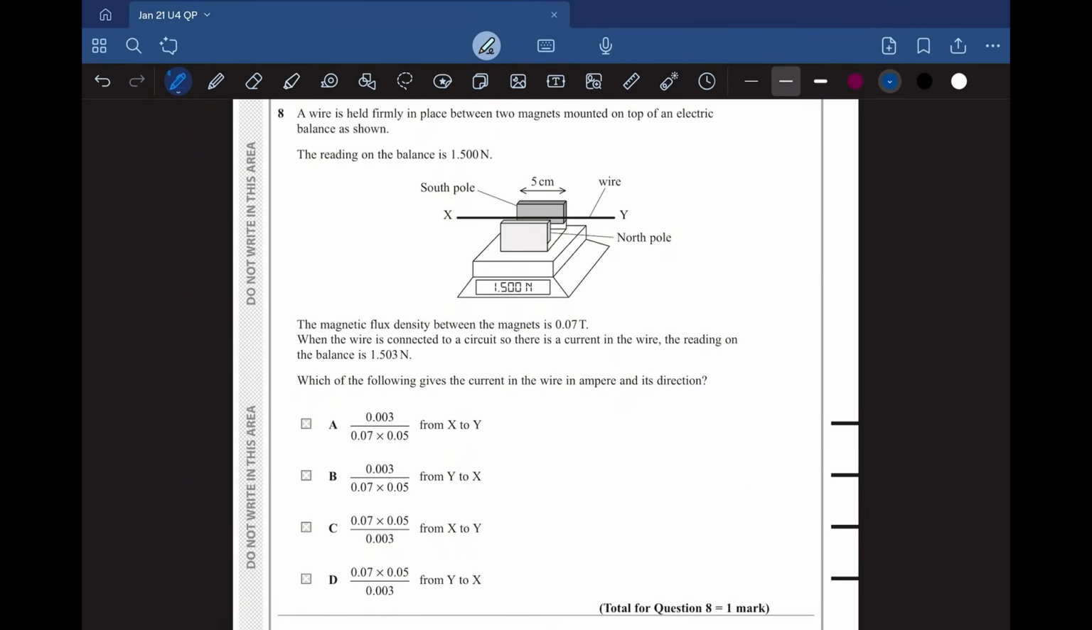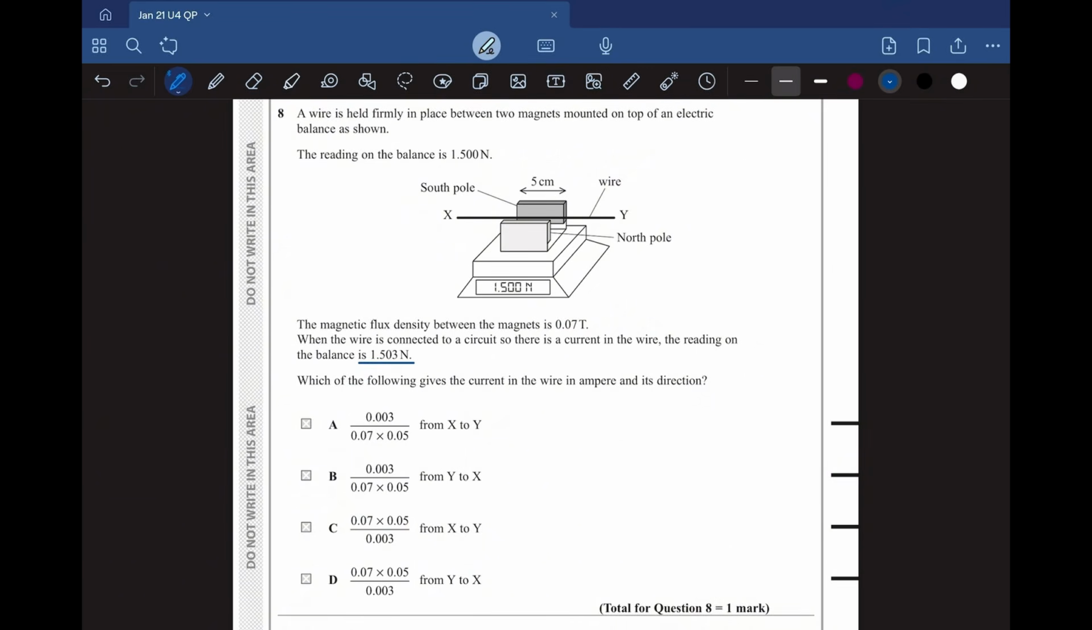Question number 8 says a wire is held firmly in place between two magnets mounted on top of an electric balance as shown. The reading on the balance is 1.500 newton. The magnetic flux density between the magnets is 0.007 tesla. When the wire is connected to a circuit, so there is a current in the wire, the reading on the balance is 1.503 newton. So basically when the current is flowing in the wire, the balance reading increases.